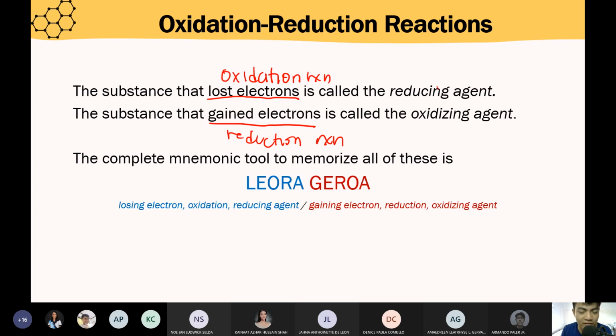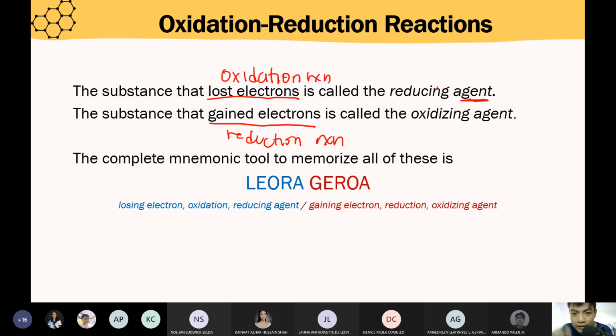Car agent, car dealer, 'di ba? So, dealer lang yung term na ginagamit pero agent din yan, okay? Hindi ako yung bibili ng sasakyan. Ikaw, tutulungan kita makabili ng sasakyan. So, ibig sabihin, that logic applies to this one as well. So, reducing agent siya, hindi dahil siya yung ma-reduce, kundi tutulungan niya yung kabilang reaction. Ano ba yung kabilang reaction? Hindi yung reduction reaction. So, that's why ganun yung tawag, no? Agent siya ng kabilang reaction.